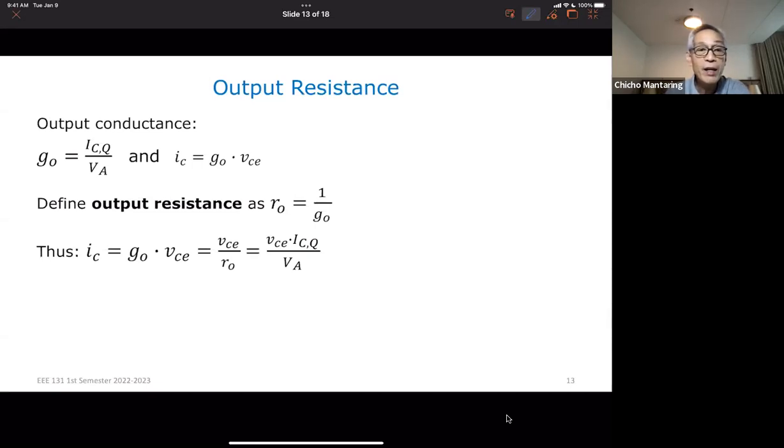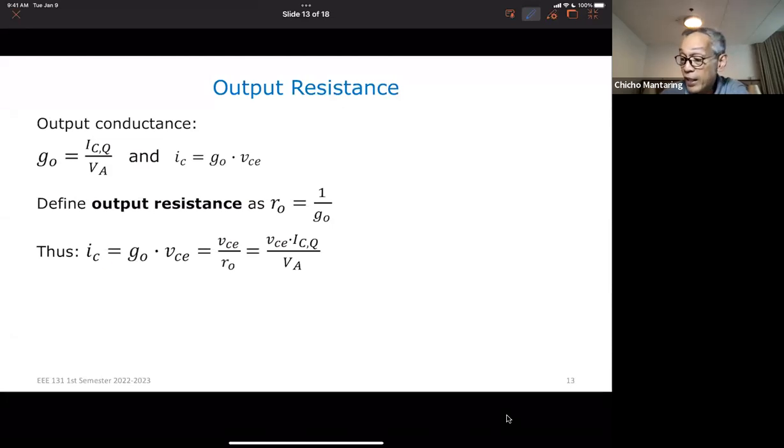Okay, more often, instead of output conductance, we use output resistance, R sub O, and output resistance is just 1 over output conductance. So I can express this change in terms of G sub O, so that's G sub O times VCE, or in terms of R sub O. It's VCE over R sub O. Either way, I'm going to get this formula, VCE multiplied by ICQ all over V sub A.